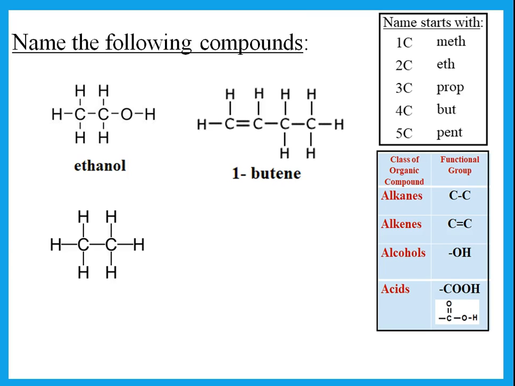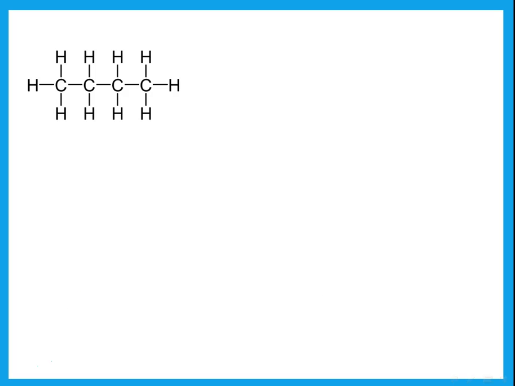Okay, let's try another one. How many carbons? 2. So the name must start with eth. Now, what does it have? It has only single bonds between carbons. That means this is ethane. Again, let's try this. How many carbons? 1. So the name must start with meth. And then what does it have from the functional groups? It has a double bond O and OH. So that's an acid. Acids are called something oic acid. So this will be methanoic acid.